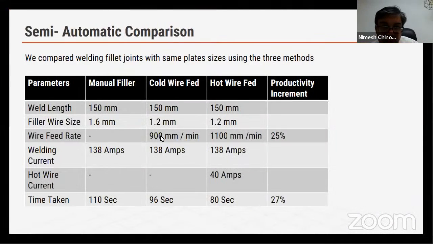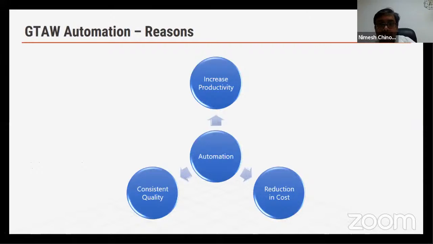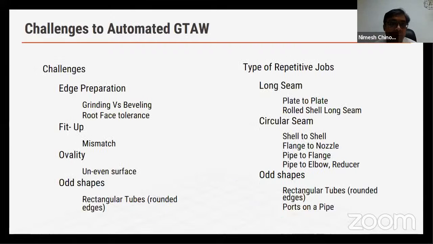Here you can see that if you use 1.2 mm at 900 millimeters a minute, it gives you the same bead as you would get with a 1.6 millimeter wire used for the same size of fillet. When you keep the same size fillet, you could increase the speed. You would have added the speed to 1100 millimeters a minute and reduced your time taken to weld to 80 seconds. I will take it up in a little more detail at the end of the session.